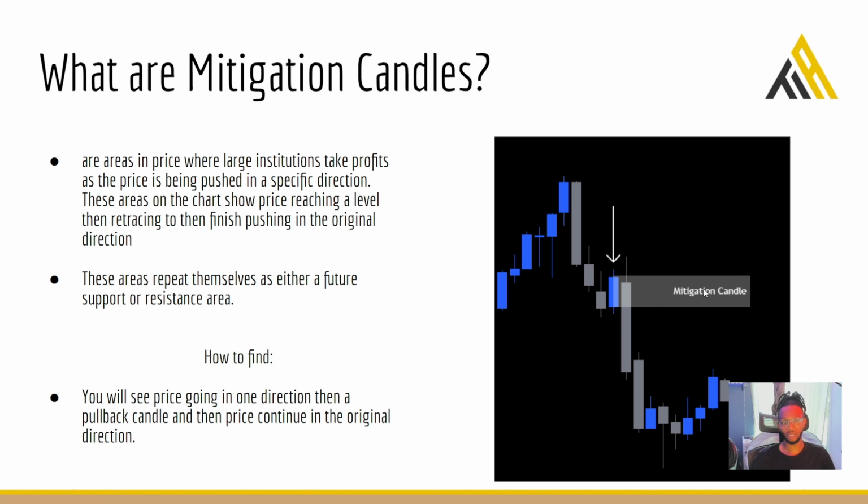So when you're looking at these mitigation levels, this is a level that they're using within their algorithm for different reasons, whether that be to add on or to take profits. That's all they can ever do. They can either add on or take off, one of the two. So when we see price come back to this level, we can expect something to happen, whether it be a reversal or a mitigation, meaning them taking profits.